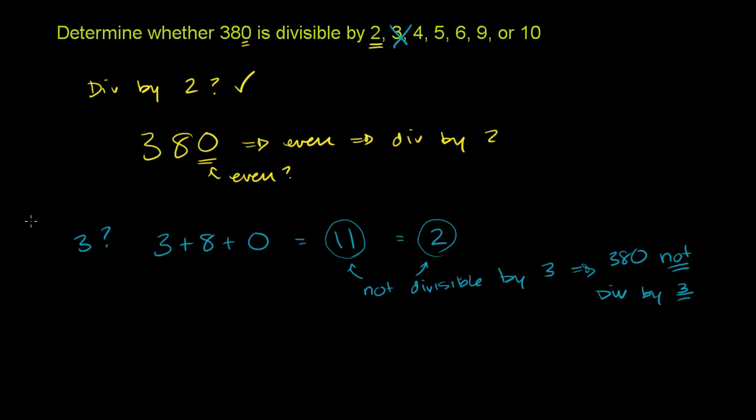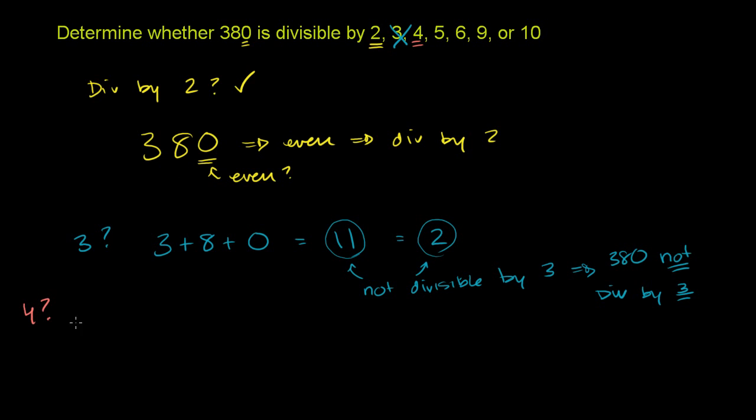So if we're thinking about 4 divisibility, let me write in orange, so we are wondering about 4. Now, something you may or may not already realize is that 100 is divisible by 4. It goes evenly. So this is 380. So the 300 is divisible by 4. So we just have to figure out whether the leftover, whether the 80 is divisible by 4.